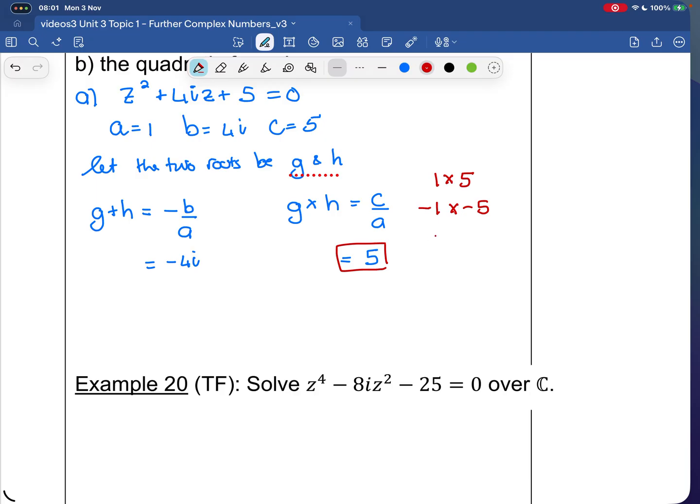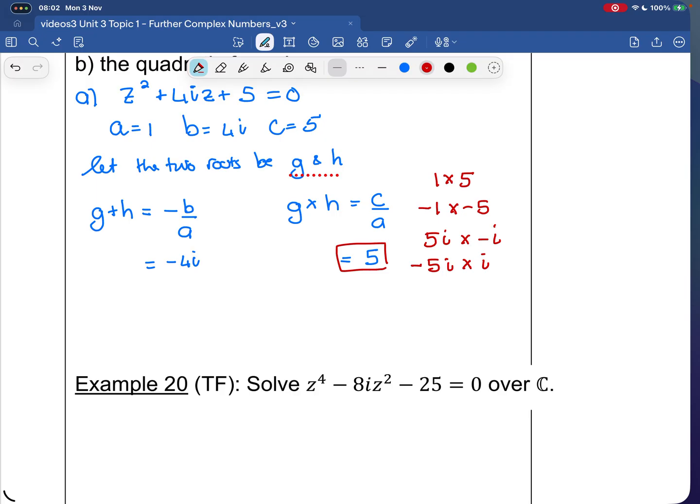Or I could have 5i times by negative i, because i squared is negative 1, so that would give me a positive value. Or I could have negative 5i times by i. Okay, so those are kind of my options over there to get positive 5.